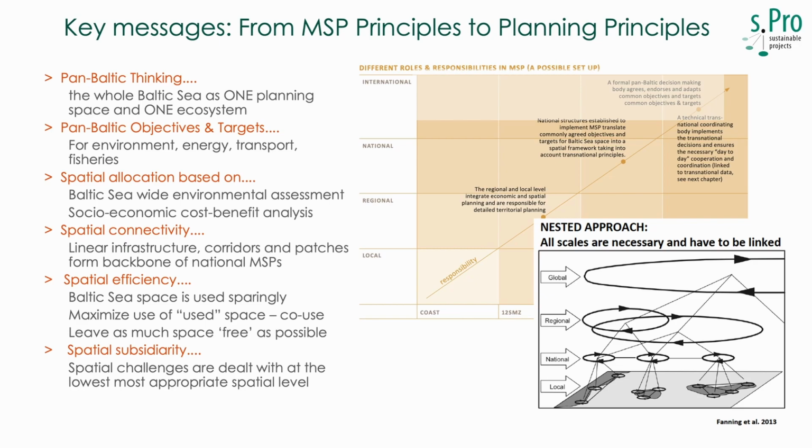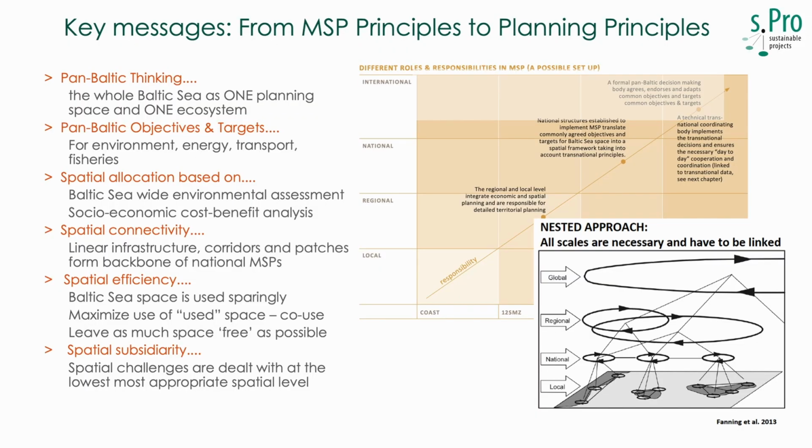And cohesion also means that you should not leave one country out, that you should take into account the human needs across the different countries in the Baltic Sea region. What you see here on the right-hand side shows this principle of spatial connectivity: on a transnational basis there are linear infrastructures and corridors, be it shipping lines or transnational energy grids, which then form the backbone for the national maritime spatial plans to be adopted.